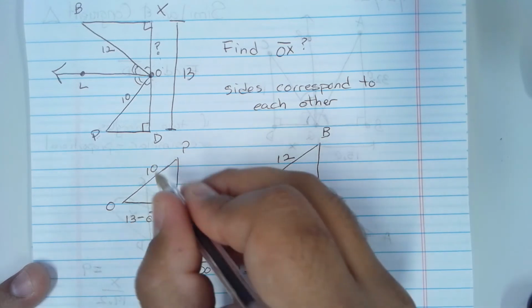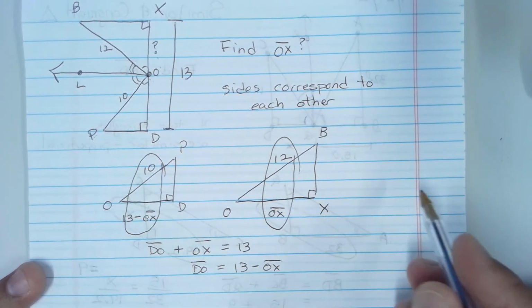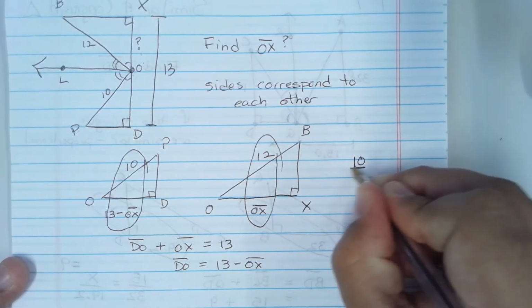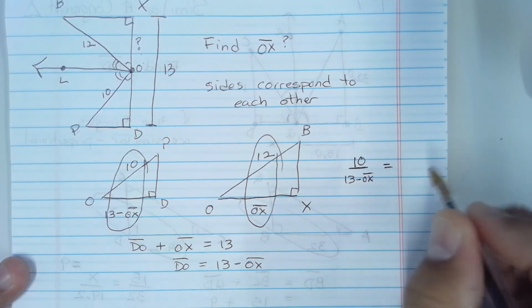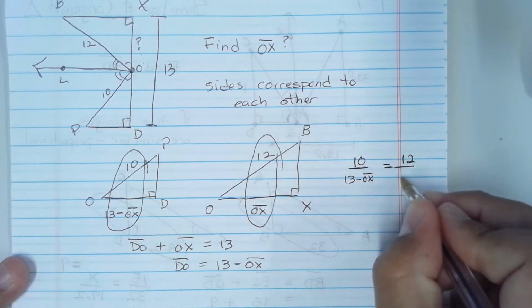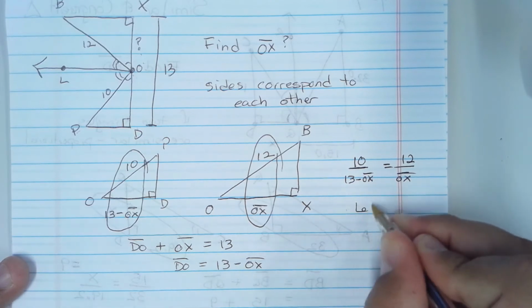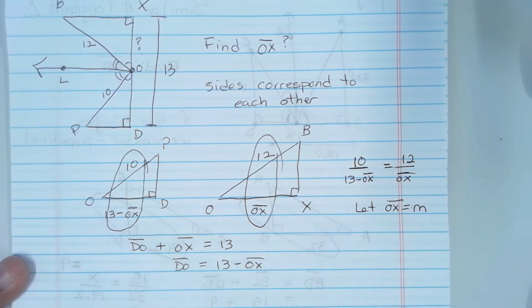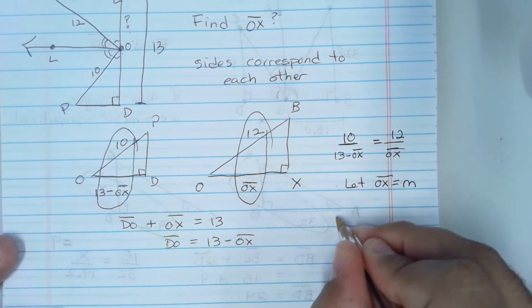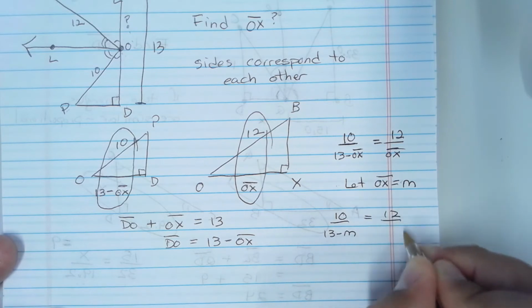So now we could go ahead and write a proportion with these two given pieces of information. So the proportion will be 10 over 13 minus OX is equal to 12 over OX. And to simplify it so you guys could see it a little bit better, let OX equal the letter M. So we can make it easier so it won't be too much over here. But let's go ahead and rewrite it. This will be 10 over 13 minus M is equal to 12 over M.